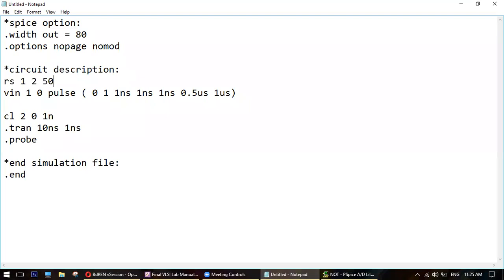Sir, is the transient 1 nanosecond or 1 what? I didn't listen to your word. The transient, yes. It is 1 microsecond, not nanosecond. Sorry, 1 microsecond. Okay, let's try. Let's try and see.